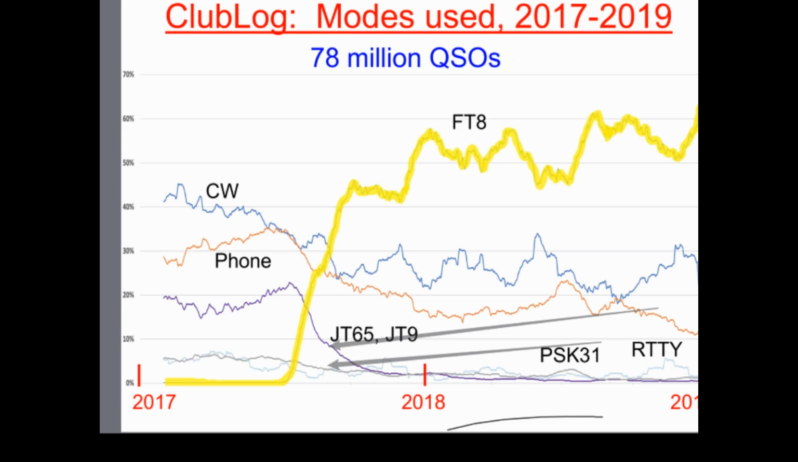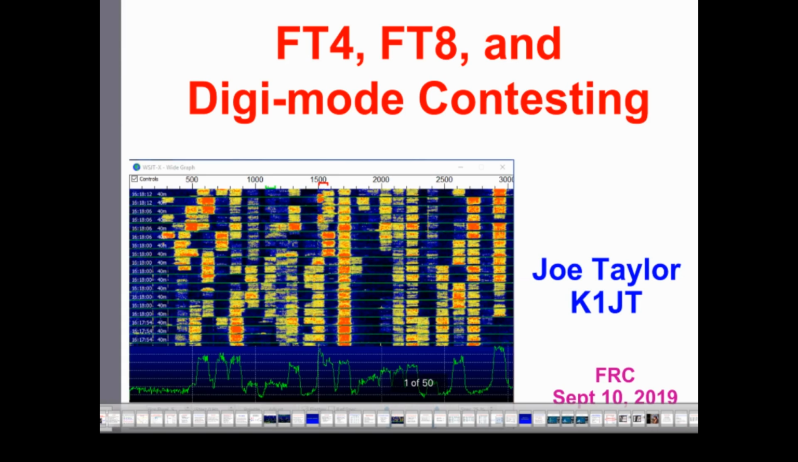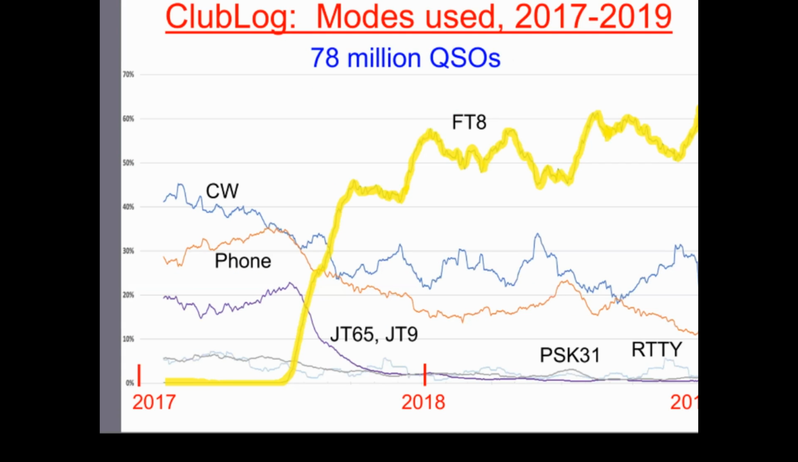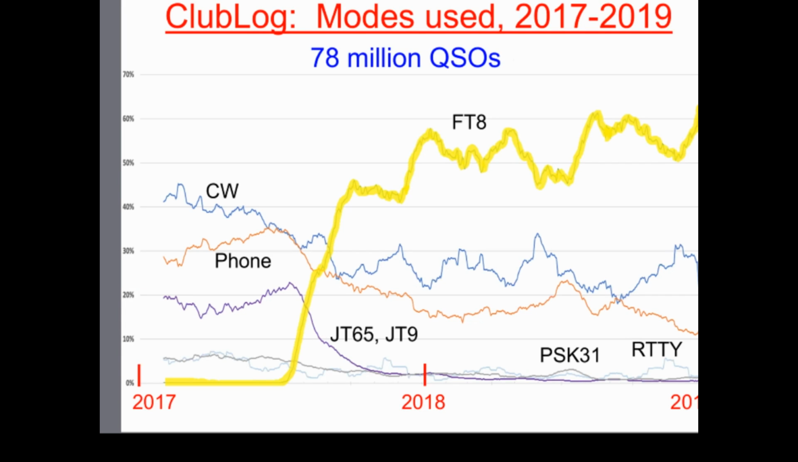You've probably seen this graph before. It's from Club Log, just showing that FT8, which came along in the middle of the year 2017, took off like I don't know what, a rocket or something, and more or less spelled the end of JT65 and JT9. They were 2 of the earlier modes that had become reasonably popular for use on the HF bands. Those faded away. FT8 took over. I don't know whether the decrease in CW and phone here is telling us anything except that the sunspots have gone, so there's no propagation.